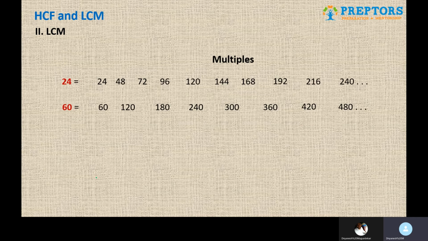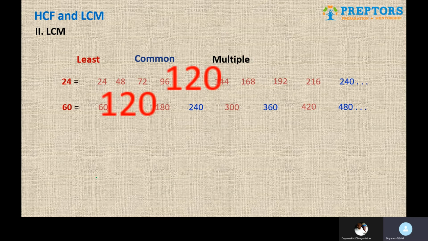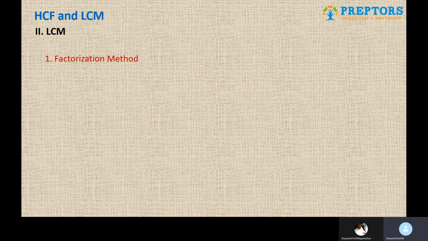Moving on to the second part, which is LCM. As the full form suggests, least common multiple, as in the smallest number which will be in the table of both 24 and 60. The common number will be the one that we shortlist as the least common multiple. There are the same two ways of figuring out LCM: one is factorization and the other is prime factorization. So let's start with factorization first.